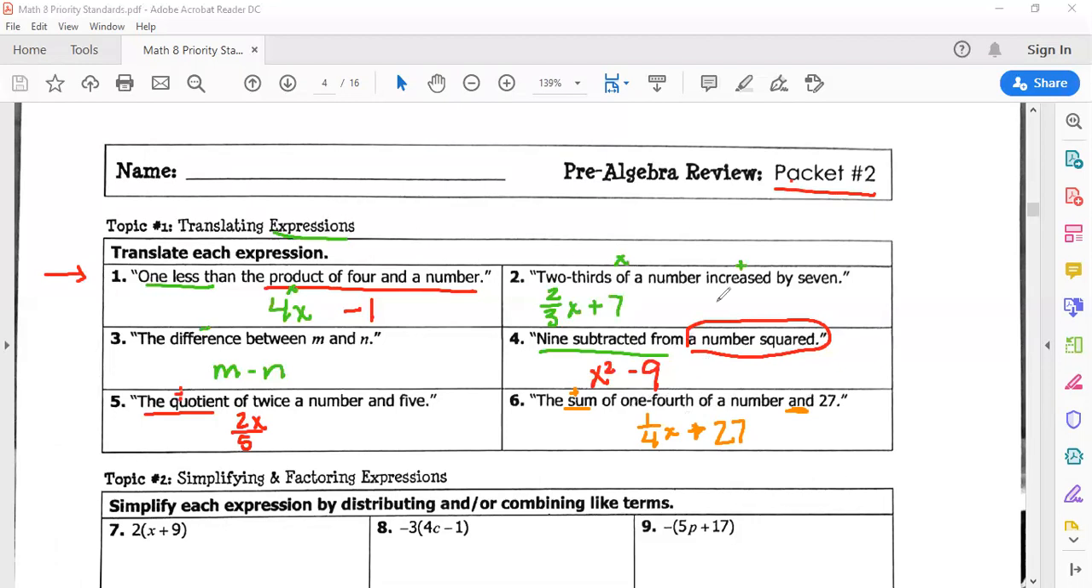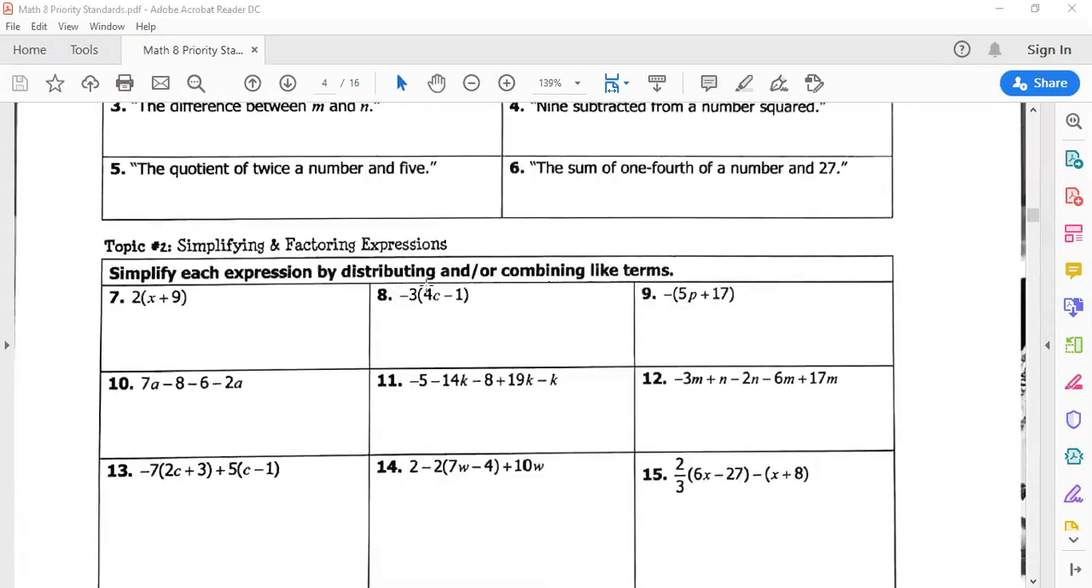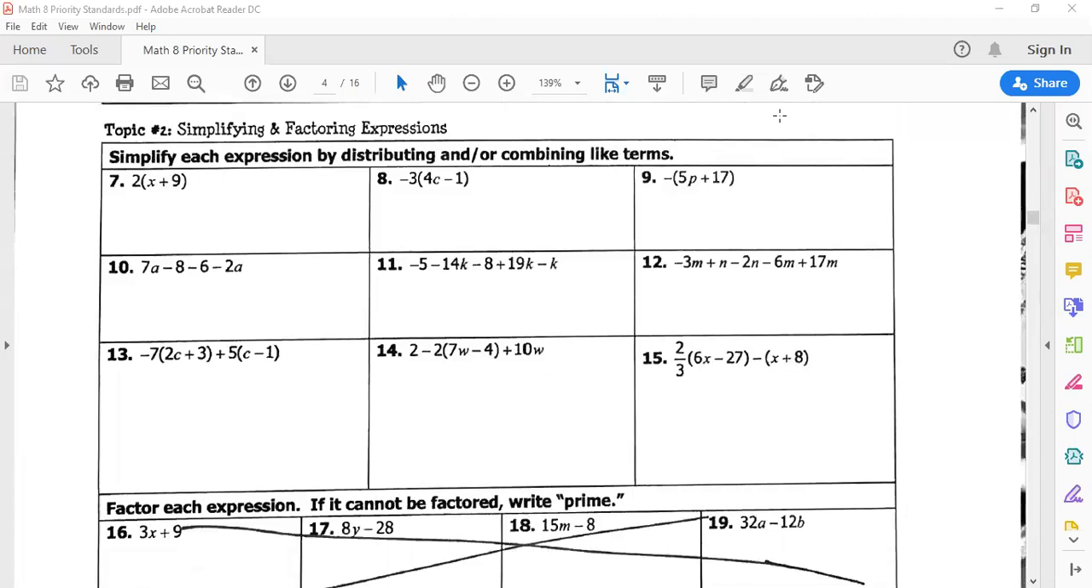All right, make sure you have all that written down because I have to erase it so I can scroll up. All right.